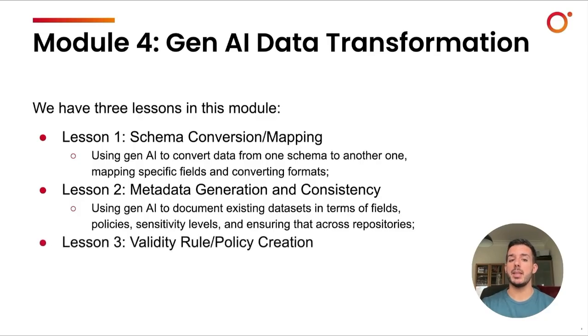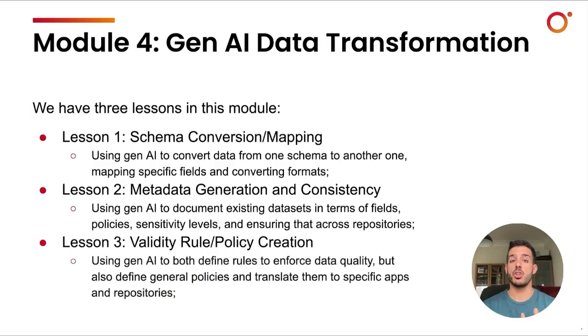And lesson number 3 is going to be about validity rule and policy creation. That is, using GenAI to automatically calculate what are the rules to enforce the validity of that dataset in order to have high data quality. For example, we need a certain value for this field, this value must be within this range, and so on, but also defining the general policies that may aid us in a variety of areas, such as data retention policies, access control policies, and so on, and translating those to specific applications and repositories.